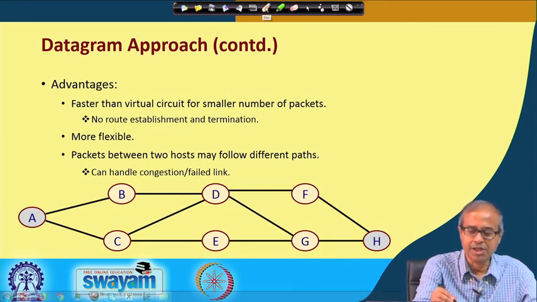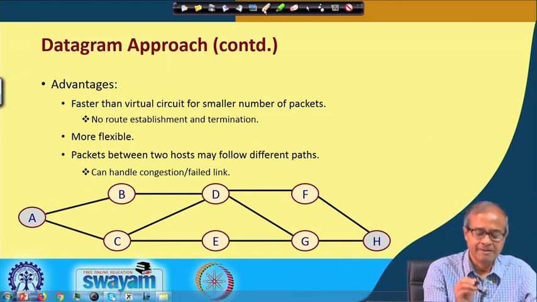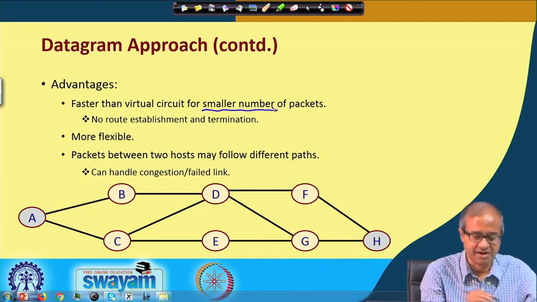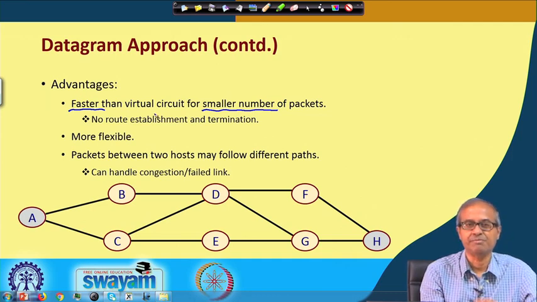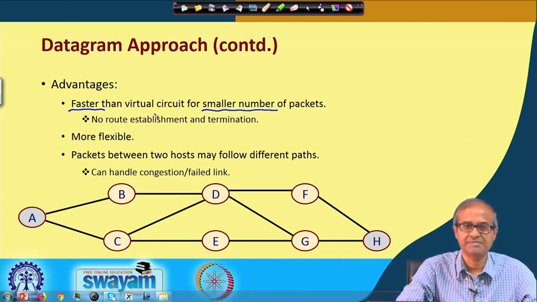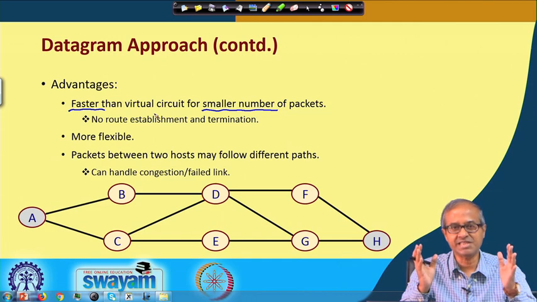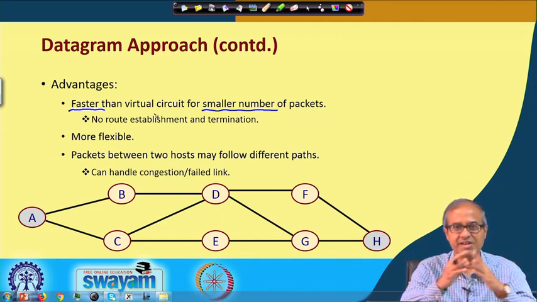Okay. Now, talking about the advantages of this approach, datagram approach, first thing is that if the number of packets is not very large, this will be faster than the virtual circuit approach, because in the virtual circuit approach there is an initial overhead of connection establishment, but once the connection establishment is over, packet transmission will be very fast. So, if there are a large number of packets, then virtual circuit can be faster overall. Okay.